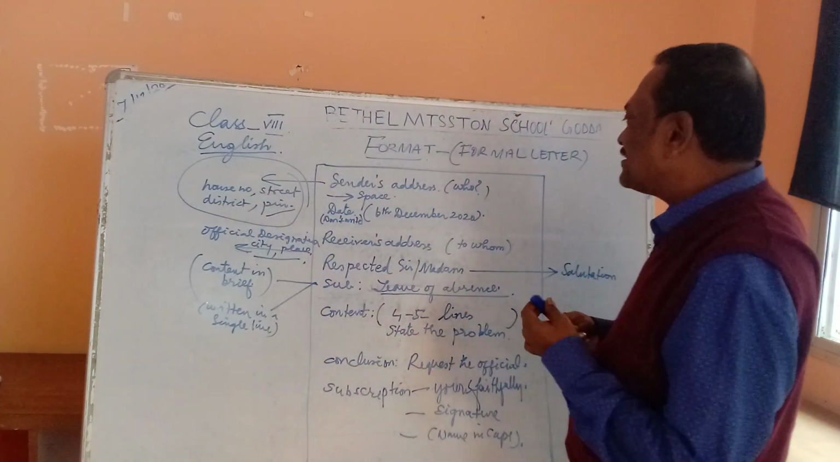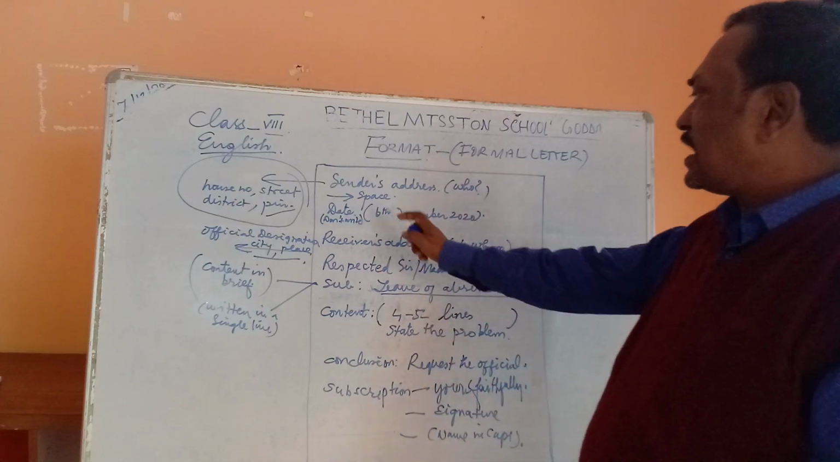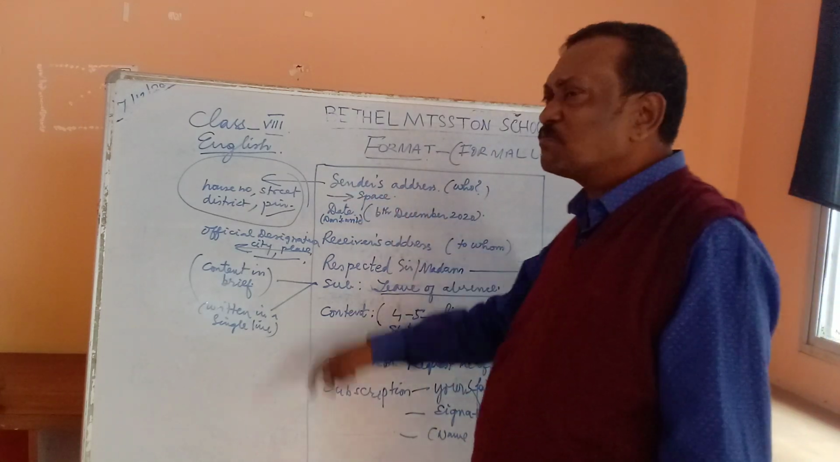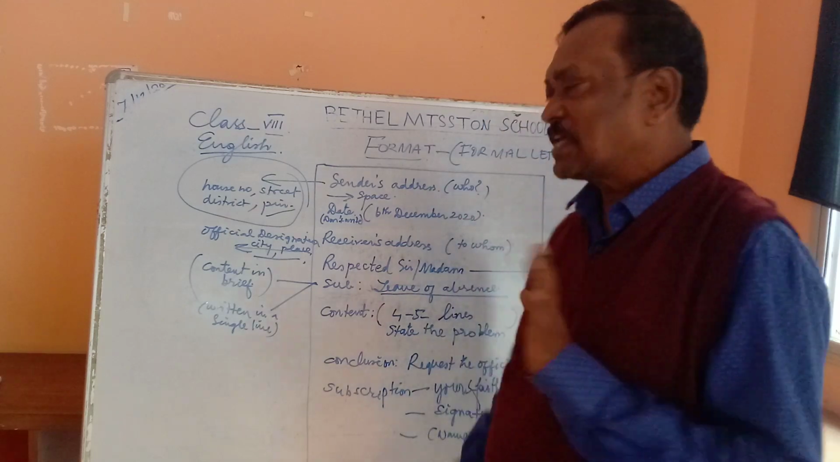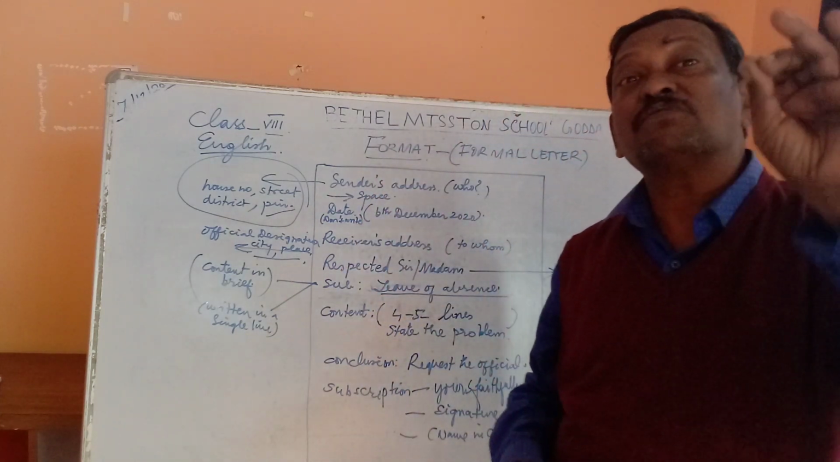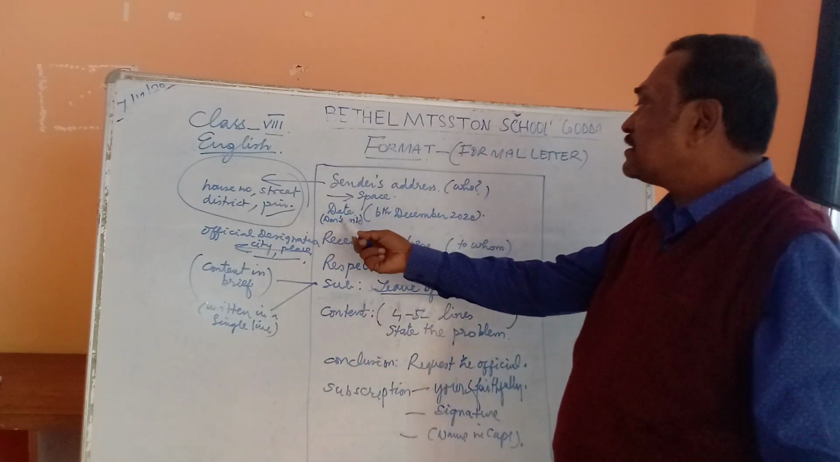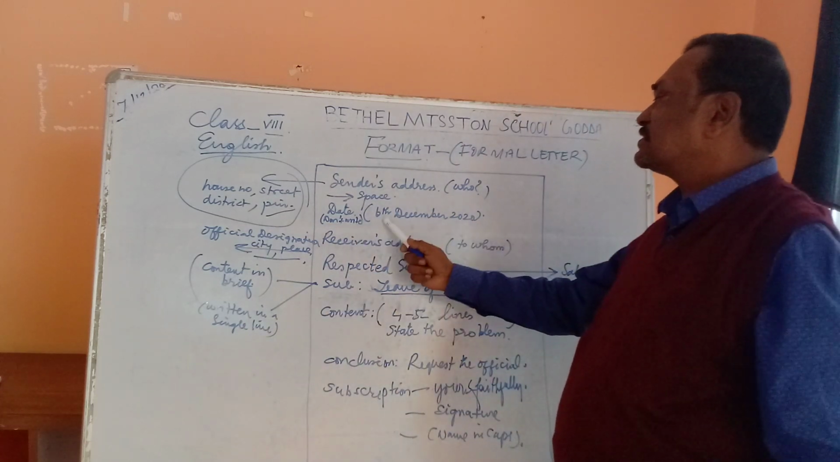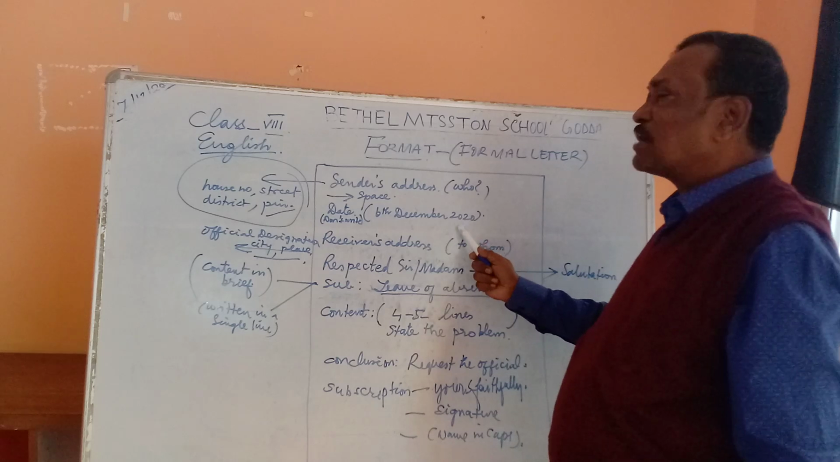So, once the sender's address is done, then you leave a space. Give a small space. After the space, you write the date. The date on which the letter is written. And how do you write the date? See how I have written: 6th December 2020.